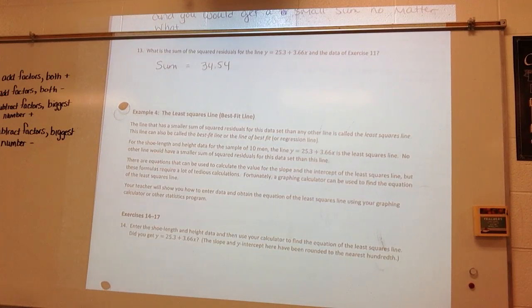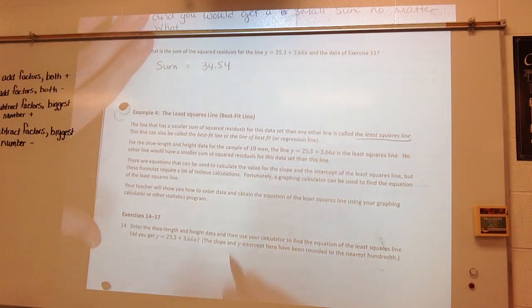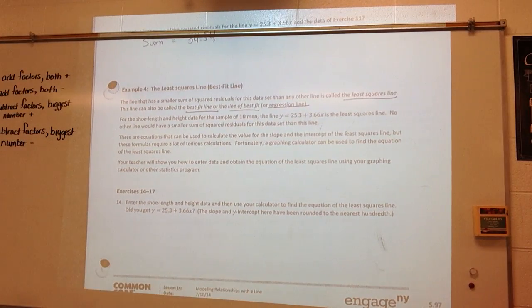The line that has a smaller sum of squared residuals for this data set than any other line is called the least squares line. This line can also be called the best fit line or the line of best fit or regression line. So you've got 4 different names here, and you may see them named that all the time. For the shoe length and height data for the sample of 10 men, the line y is equal to 25 3/10 plus 3 66/100 x is the least squares line. No other line would have a smaller sum of squared residuals for this data set than this line.